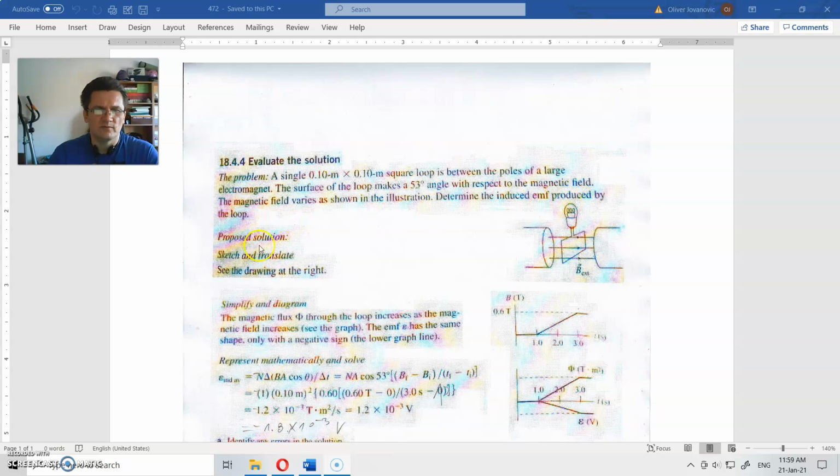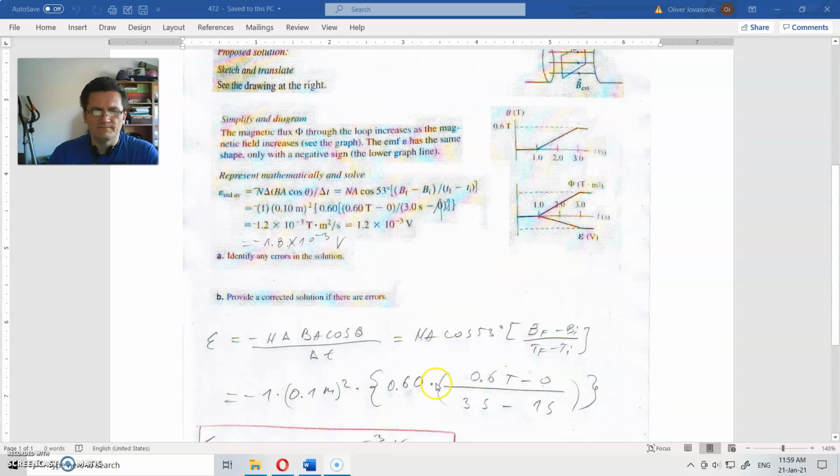Proposed solution, sketch the graph. See the drawings on the right. So this was the proposed solution, and this printed thing is what is proposed. And this is what I did.